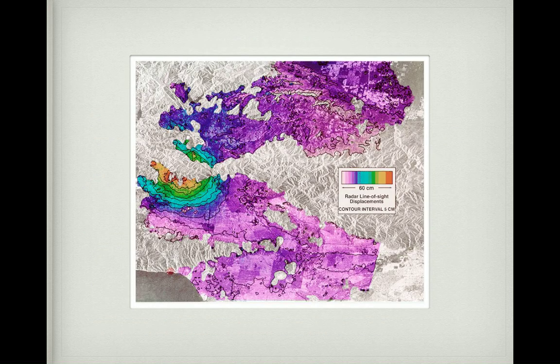This is an example of a radar satellite which has collected data, I believe, on elevation, and this is the kind of output that it would generate in the form of a graph.